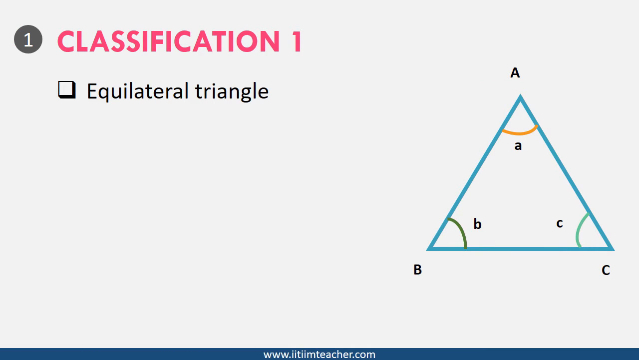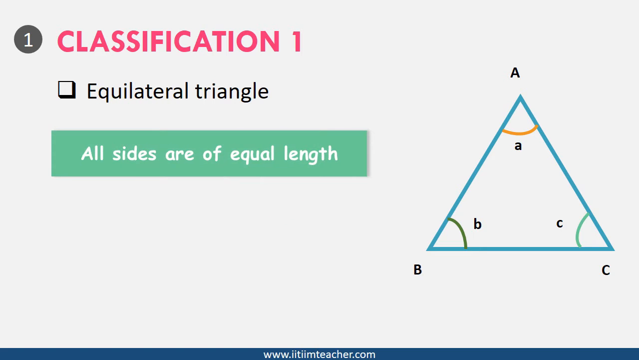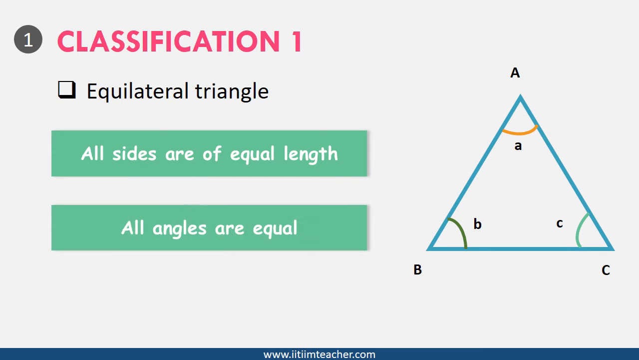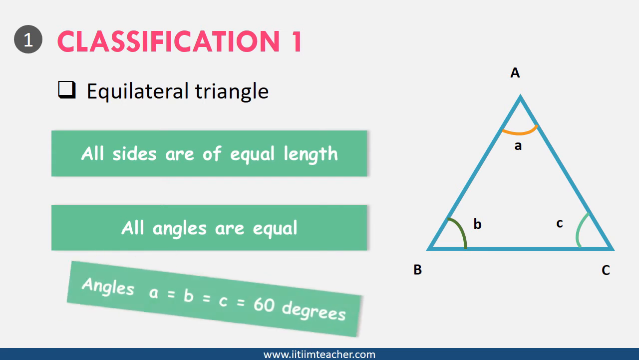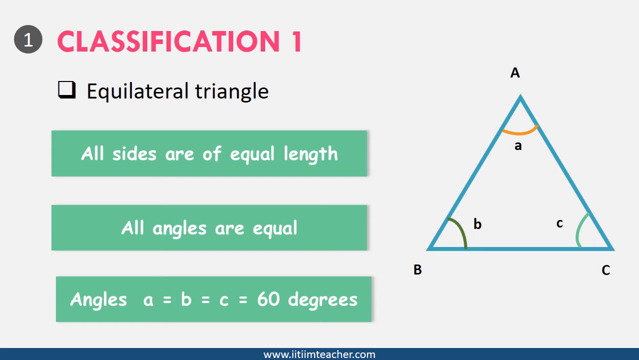Equilateral triangle. The key property is that all sides are of equal length. Such a triangle is called equilateral. In fact, all angles are also equal, and each of the angles is in fact equal to 60 degrees. So the equilateral triangle, as the name suggests, has all sides equal, all angles equal, and each angle is equal to 60 degrees.